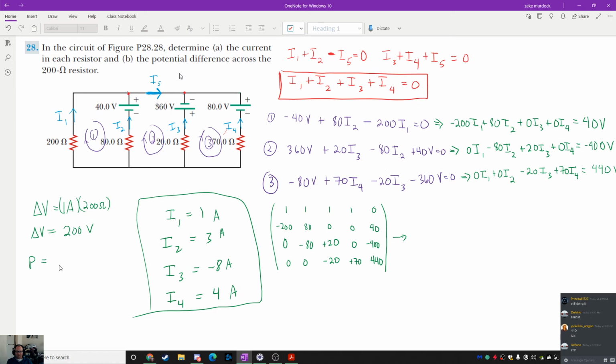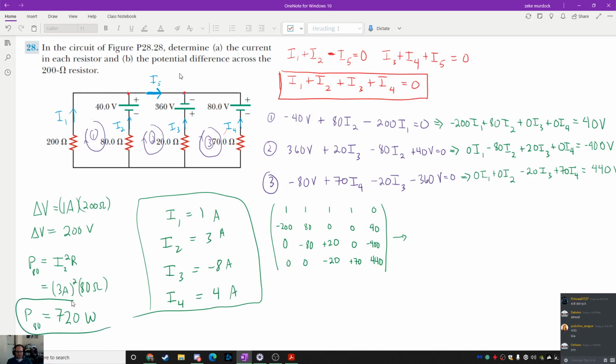For power, all you need to do is I squared R. So if we want to find the power dissipated by the 80 ohm resistor, we would take I, which is I2, so that would be 3 amps. We square that, and then multiply by the resistance, which is 80. And we get 9 times 80, which is 720, and this would be in watts.